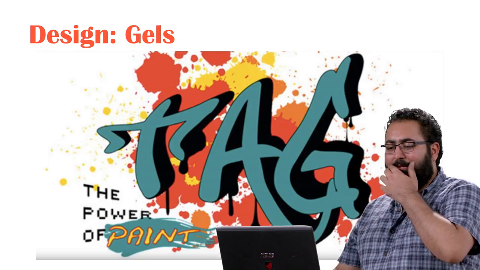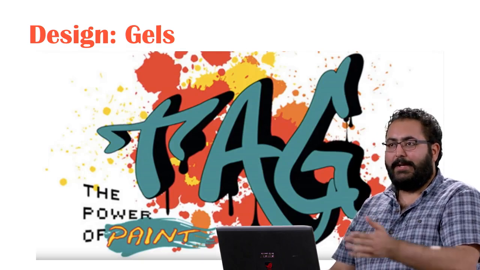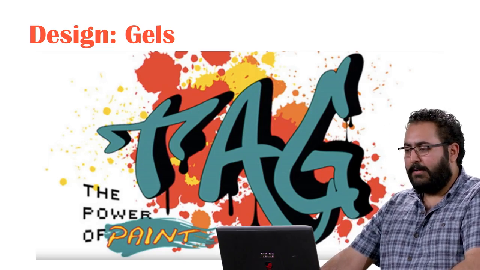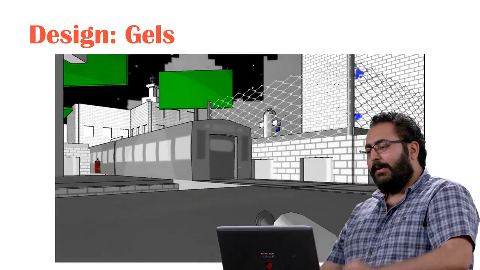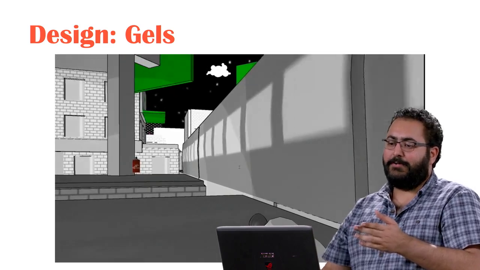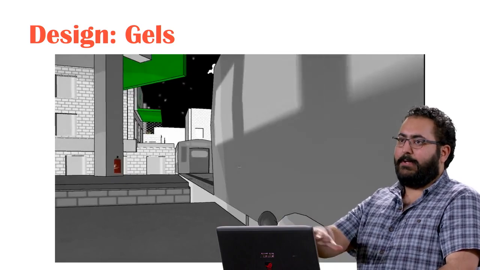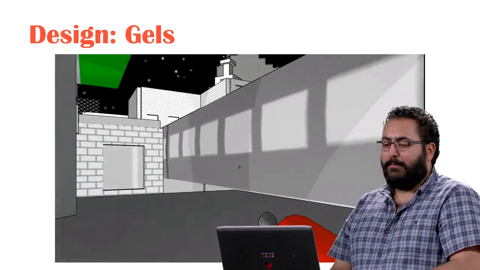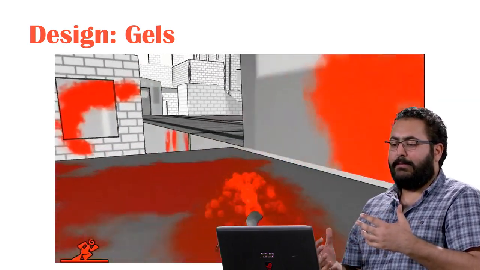And speaking of gels, the gels actually were an idea that we had for our student game that we made while we were in DigiPen. It was called Tag: The Power of Paint. And in Tag, you had a paint gun that you used to shoot the different colors. And the Portal 2 mechanic was adapted from this, and it's pretty similar. But one of the things we did get rid of for Portal 2 was the idea of having the paint gun.